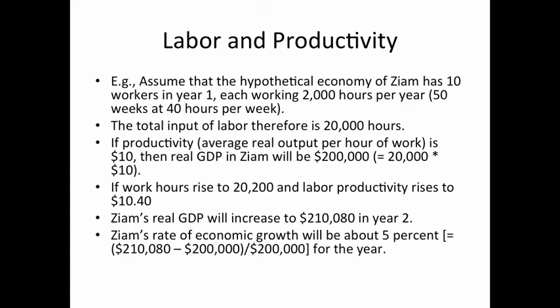Let's go forward to year 2. In year 2, our work hours increase to 20,200. We also get a boost in labor productivity. The average worker can now produce $10.40 worth of real GDP in an hour. So not only are we working more hours, we're more productive in those hours too. Taking the 20,200 labor hours available, multiplied by the productivity of $10.40 an hour, in year 2, Siam's real GDP will rise to over $210,000.